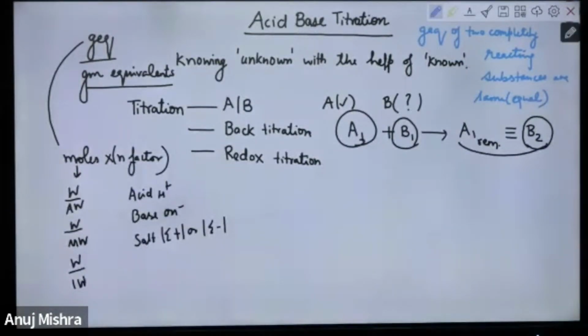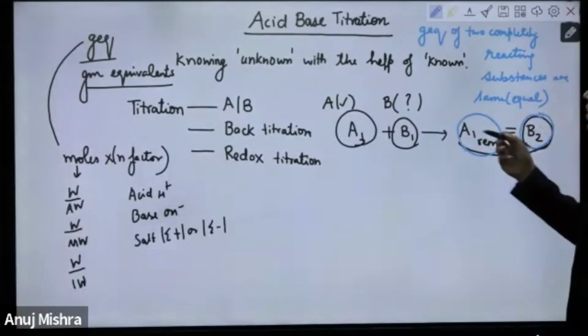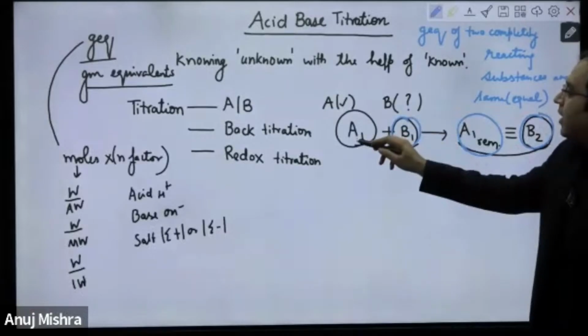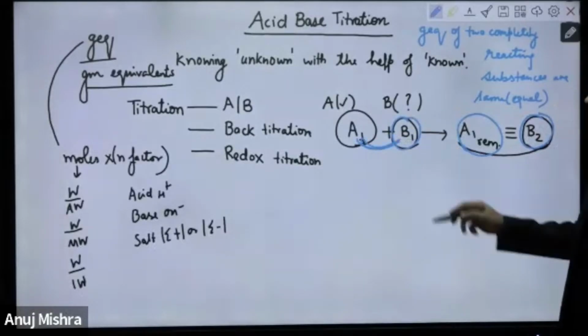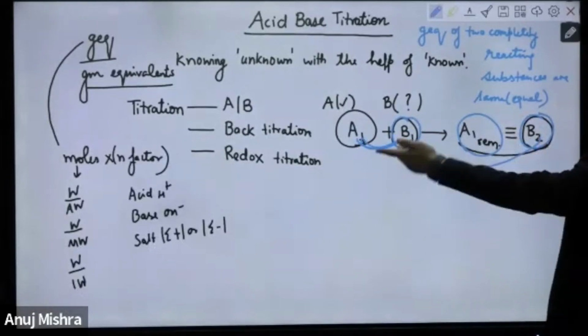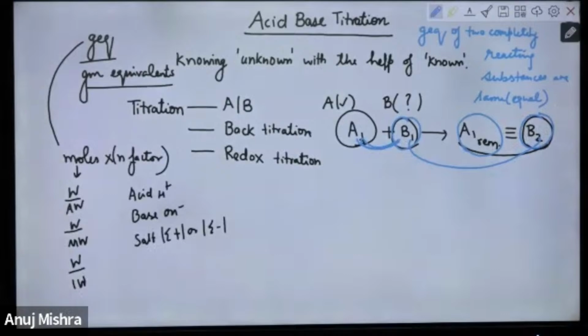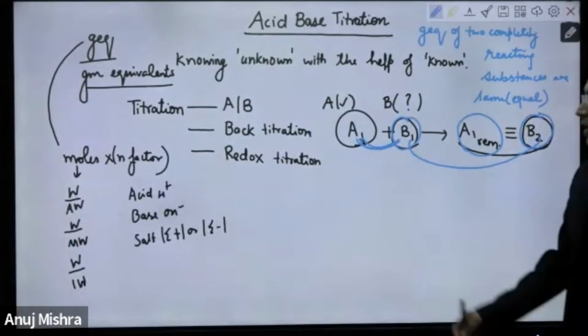Okay. A and B reacting, so the gram equivalents will be the same. So you're reacting A1 plus B1, giving A1 remaining. In such a case, what would you say? The remaining A1 requires B2. Initially, reacting A1 is equal to B1. Now if you take B1 and B2 together, it will equal total A. Is that okay?